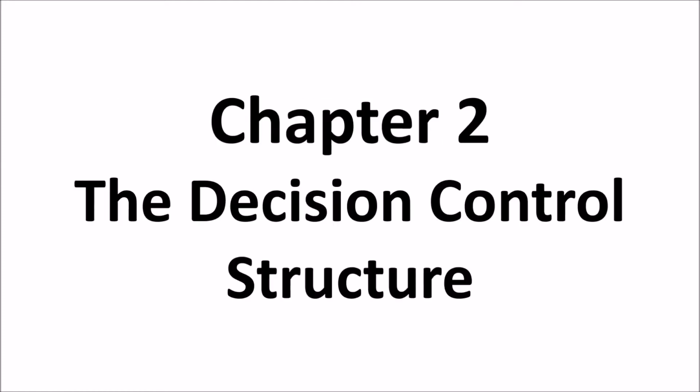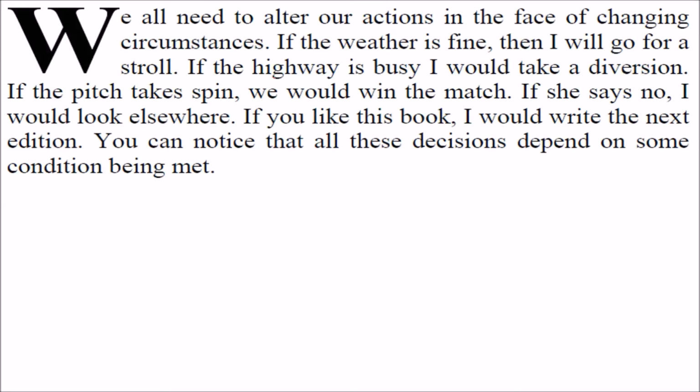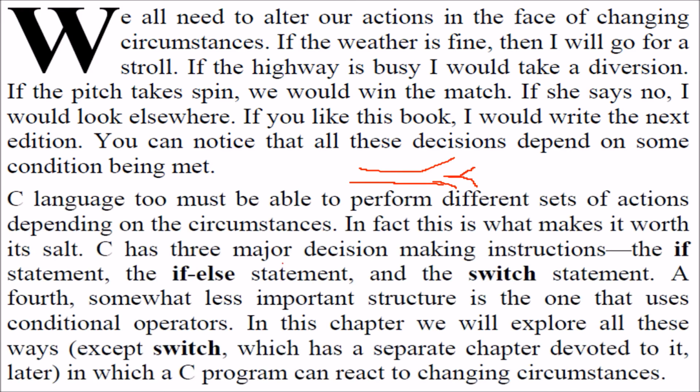The chapter is the decision control structure, a very important chapter. In our daily life, we always come across decisions. If you are following a road and there is a diversion and nothing is written, you have to take a decision: which path will take you to the destination? If else is the construct we'll see here today.